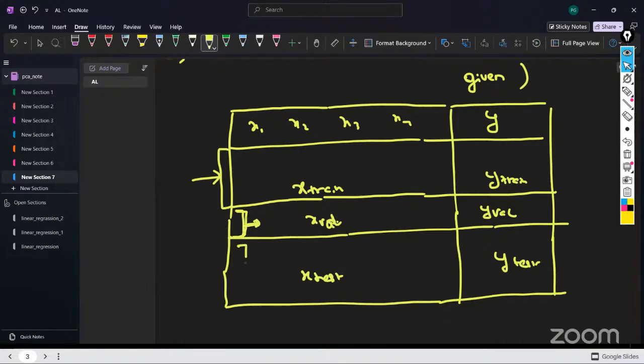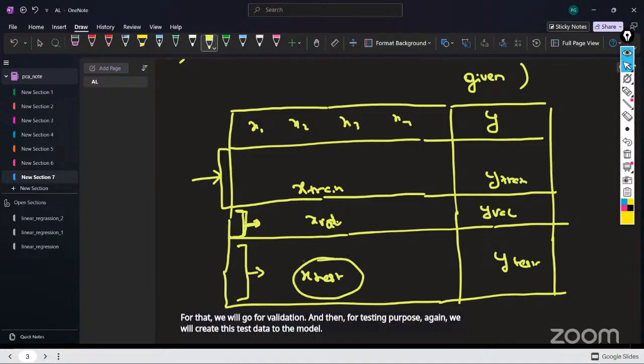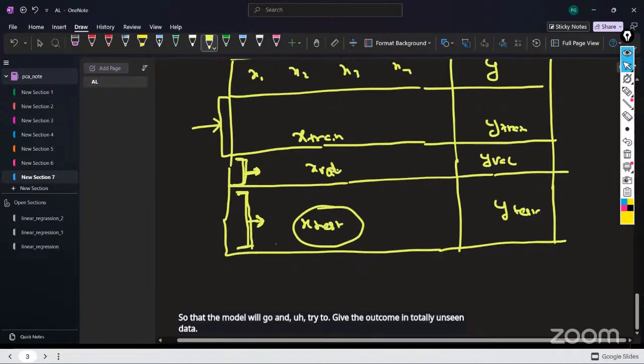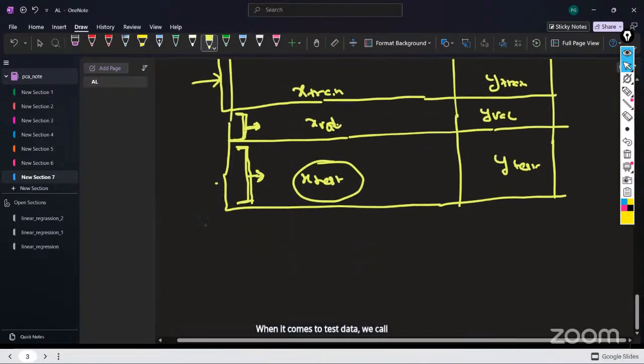And then for testing purposes, again, we will feed this test data to the model so that the model will go and try to give the outcome on totally unseen data. When it comes to test data, we call it unseen data.